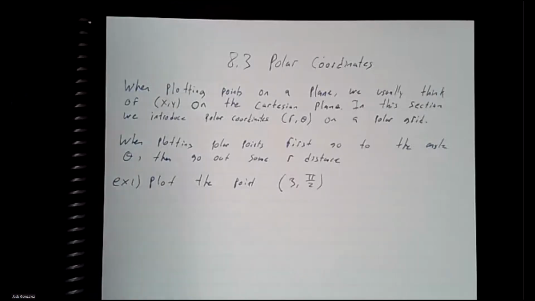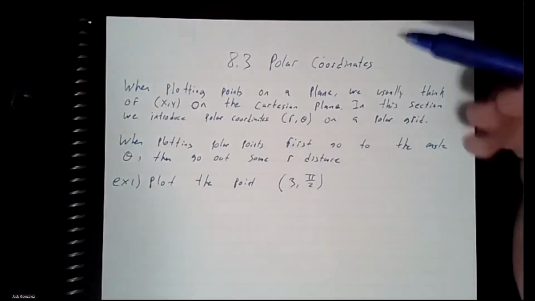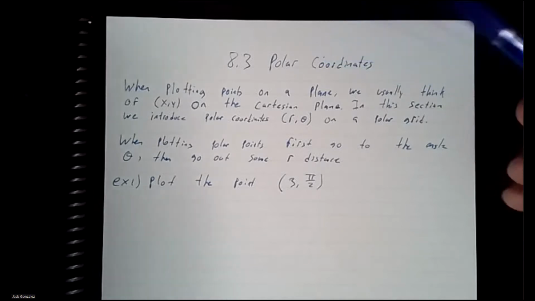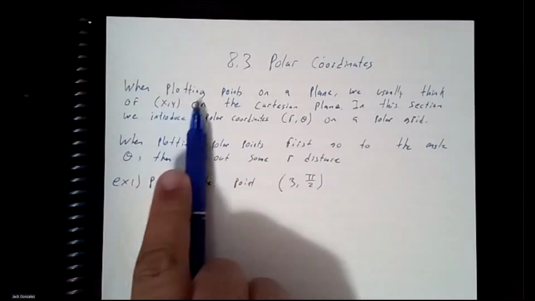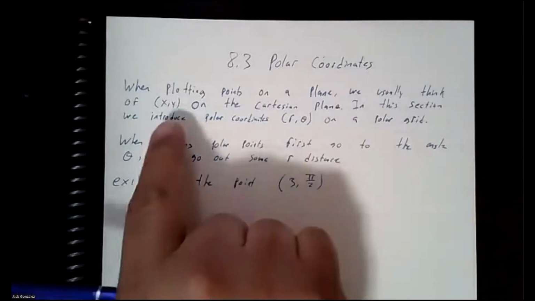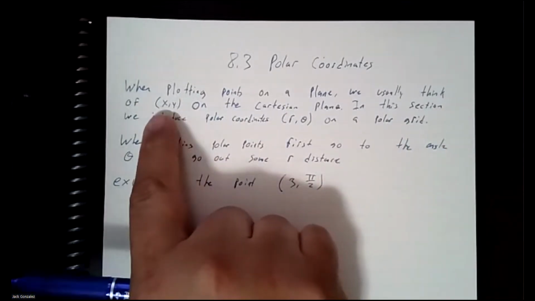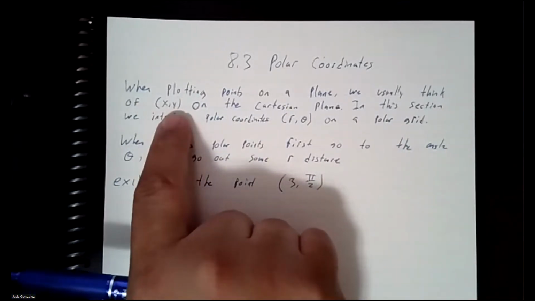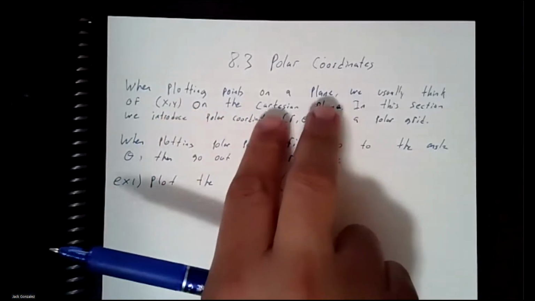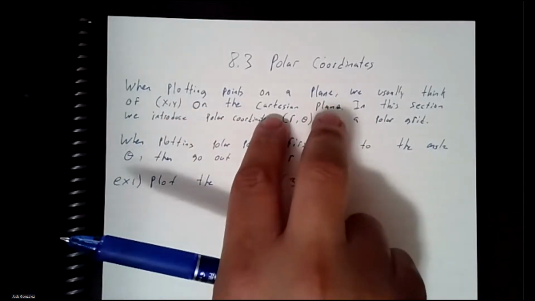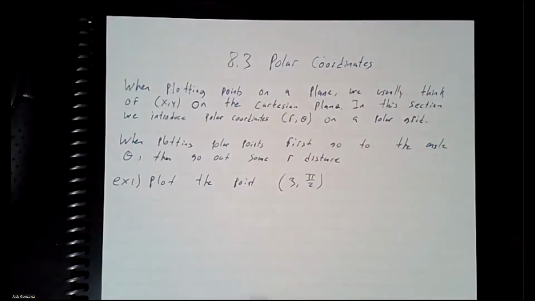All right, today we'll be talking about 8.3's polar coordinates. So very similar to plotting points on a plane. When we did plot points on a plane, we usually thought about x and y. So x is the horizontal, y is the vertical. And that's called the Cartesian plane, which is just a two-dimensional plane for x and y, right?